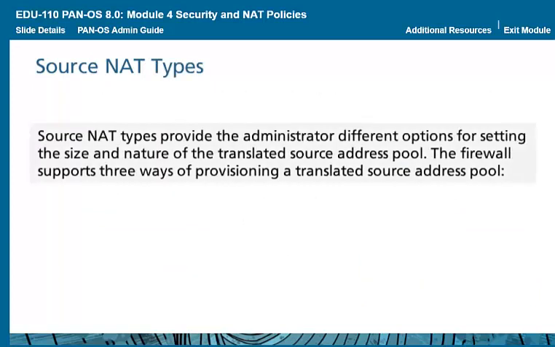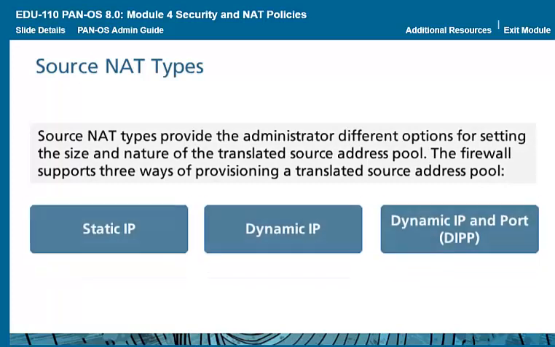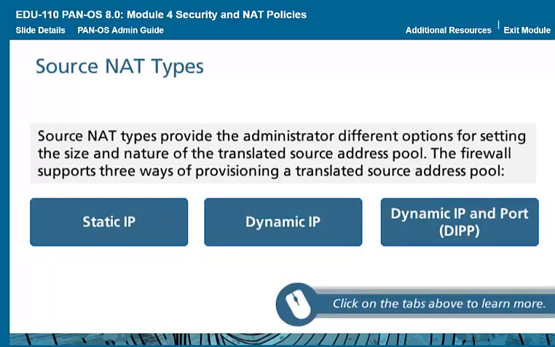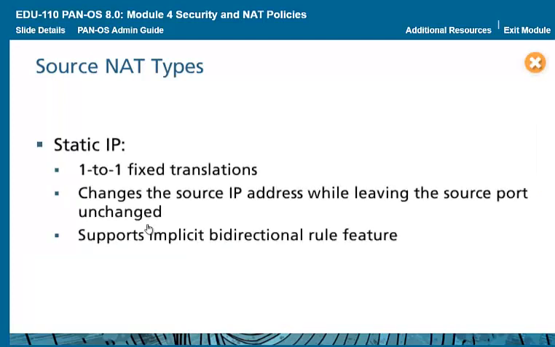Source NAT types provide the administrator different options for setting the size and nature of the translated source address pool. The firewall supports three ways of provisioning a translated source address pool. Static IP. Static IP is used to change the source IP address while leaving the source port unchanged. Note, use of the bidirectional option in static source NAT rules implicitly creates a destination NAT rule for traffic to the same resources in the reverse direction.